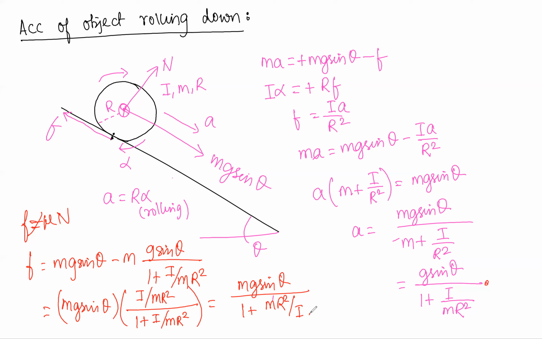What is the coefficient of sliding friction required so that the object can roll? Mu कितना चाहिए so that the object can roll? तो पहले तो निकाल लो, ये फ्रिक्शन है, this is mg sin theta by 1 plus mr square by I. तो फ्रिक्शन कितना रिक्वायर्ड है so that the object can roll? If the object has to roll, the friction has to be lesser than the maximum possible friction. तो फ्रिक्शन कितना है? mg sin theta divided by 1 plus mr square by I. This is the amount of friction that we require for it to roll.